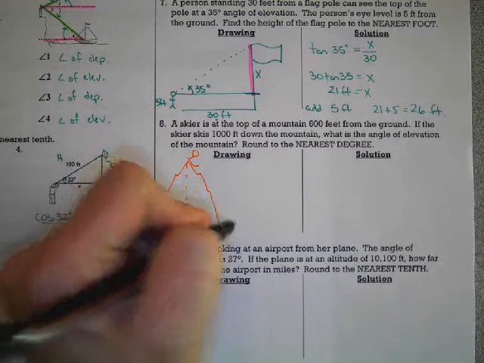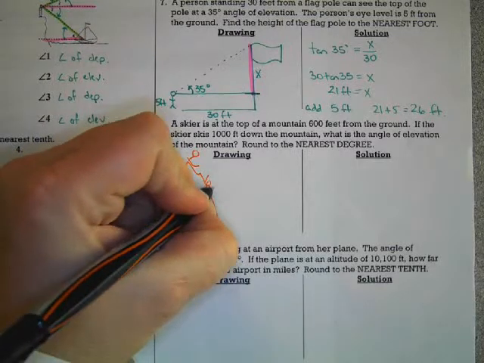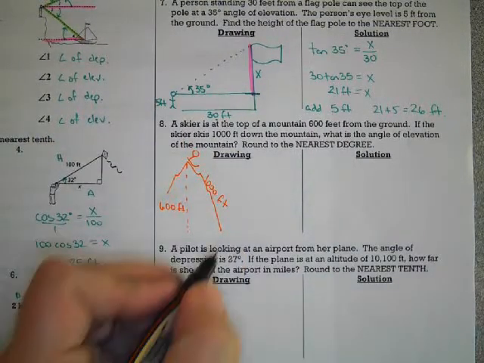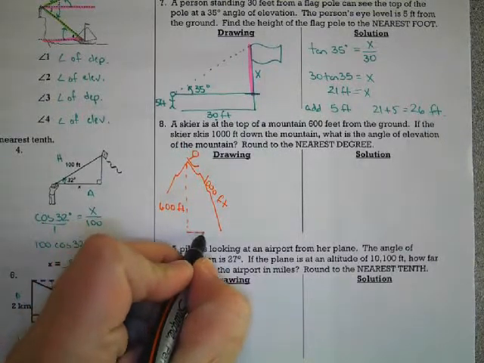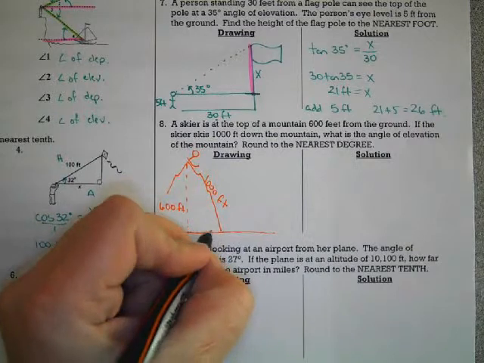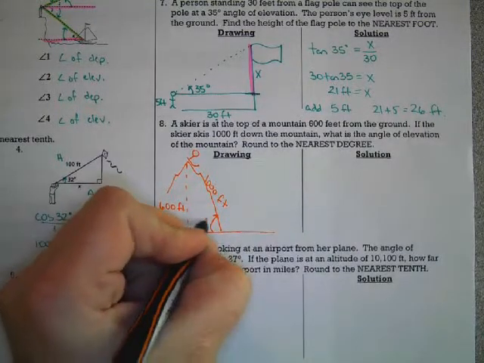He skis 1,000 feet down the mountain, so you don't ski horizontally unless you're cross-country skiing. So since we're downhill skiing, this is 1,000 feet. So we want to know the angle of elevation of the mountain. So if we draw our ground here, the angle of elevation is from the horizontal upwards. So we don't know the angle in this case.